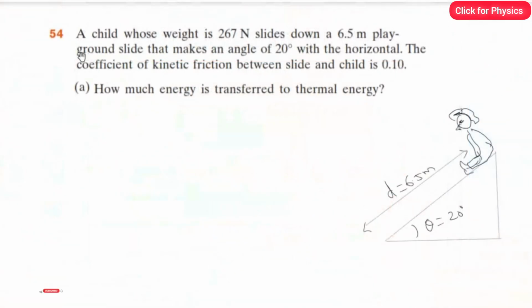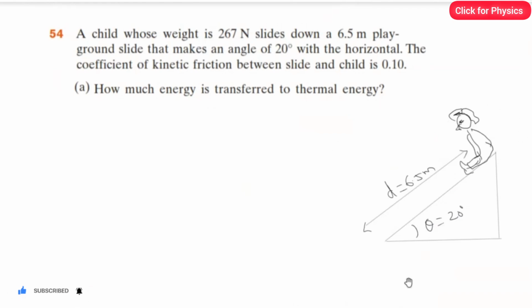Problem number 54. A child whose weight is 267 Newton slides down a 6.5 meter playground slide that makes an angle of 20 degrees with the horizontal. The coefficient of kinetic friction between the slide and the child is 0.10. First question, how much energy is transferred to thermal energy? That means we have to find the change in thermal energy.